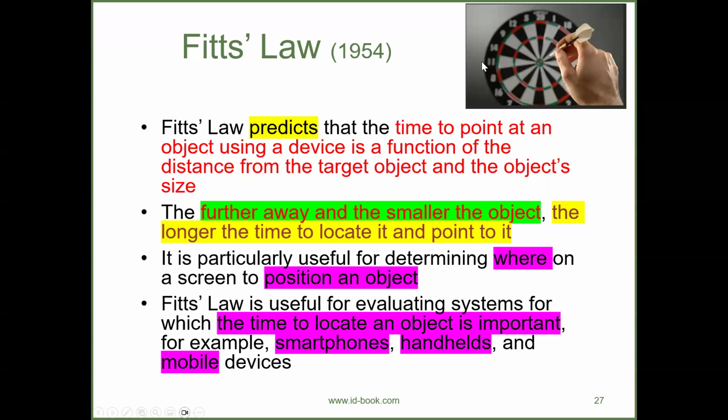If the target is far, then reaching that object or target is difficult. The farther away and the smaller the object is, the longer the time to locate it and point. So all the important information should be kept near, so that it takes less time to locate that information and use it. It is particularly useful for determining where on a screen to position an object.